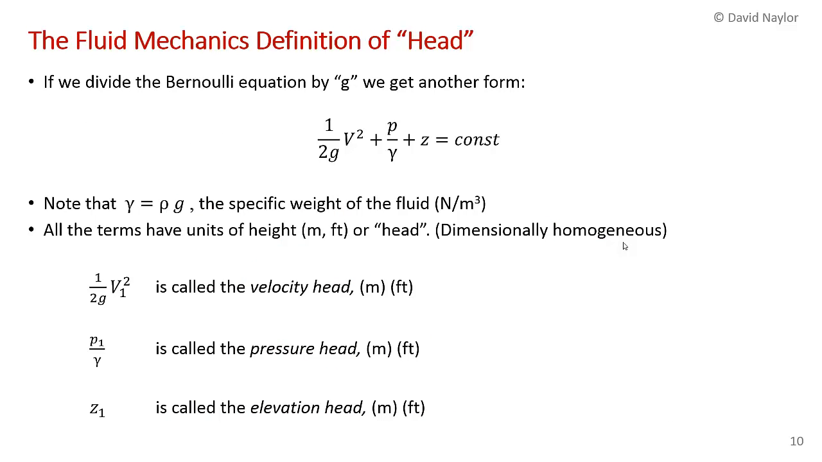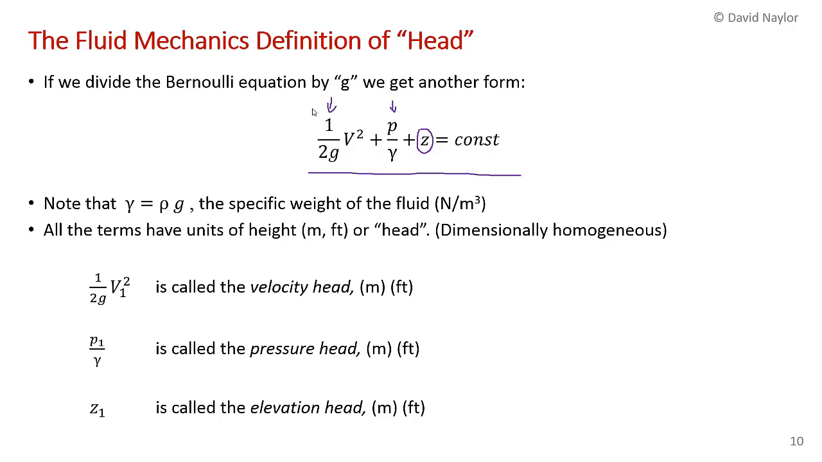If we divide the Bernoulli equation by g, gravity, we get another form, this form here. And in this form, you can see our potential energy term just becomes Z. And this equation is dimensionally homogeneous. So if you check it out, you'll see that the pressure energy term and the kinetic energy term also have units of meters.